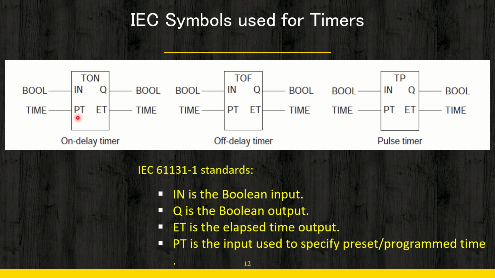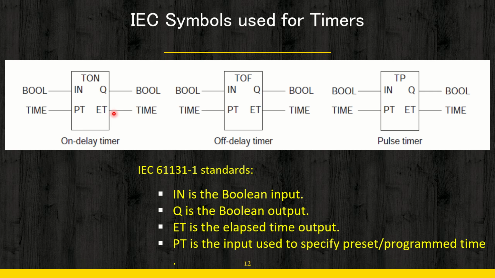Now in this PT, we give the programmed time value, the particular timing that we want to program, or the preset time duration that we feed here in this PT. And finally we have this ET, which shows the elapsed time. This means that if we want our timer to give a delay of 100 seconds, we need to put that 100 seconds in this PT. And this elapsed time will help you see how much time has passed since the first operation of the timer during that particular cycle.